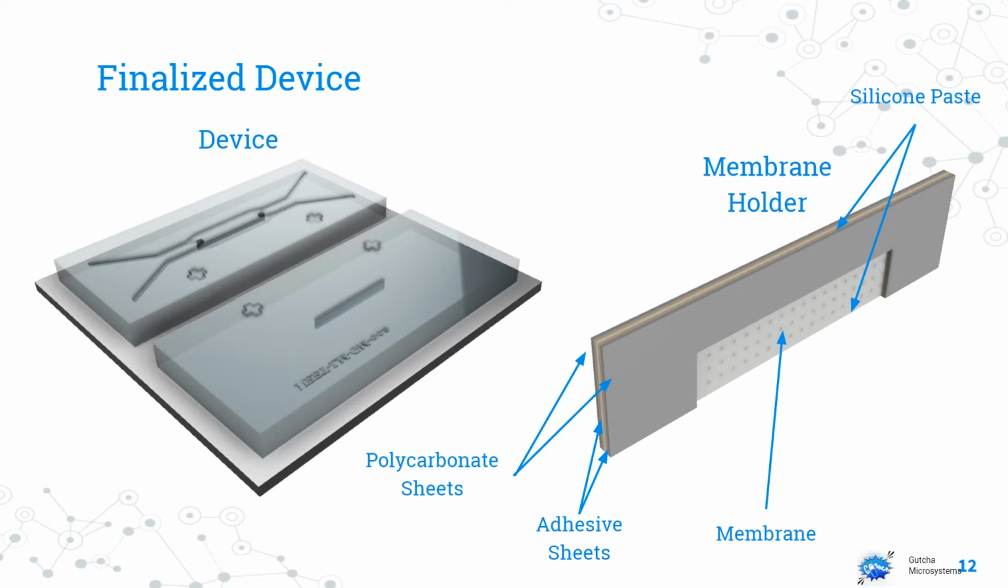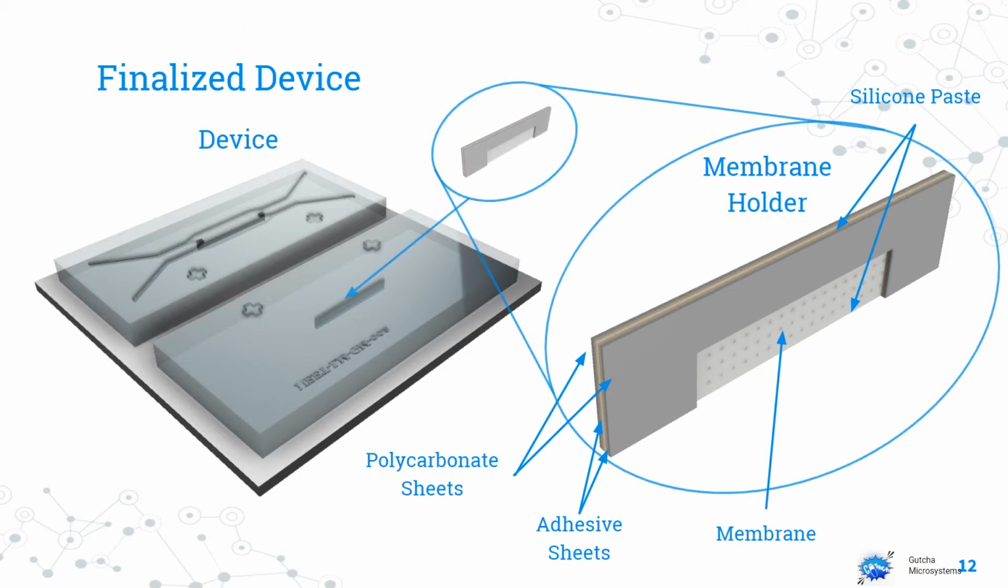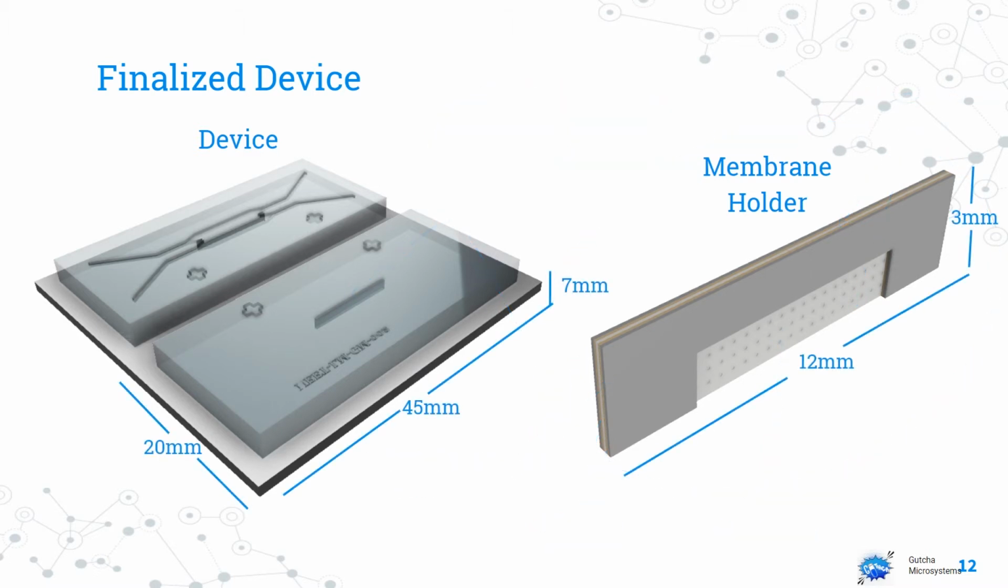And I guess to go into a little bit more on why we use silicone paste. Silicone paste is essentially PDMS. However, it's different than the PDMS we normally use because it can cure at room temperature. So meaning that you would not need to place the membrane holder inside the slit before putting it in the oven. Therefore, you could add the membrane holder afterwards and still have it bond to the slit. And again, this is where the membrane would go, and these are the dimensions for our device.